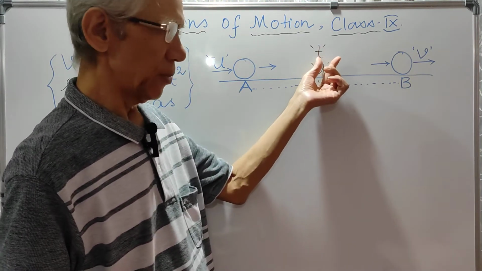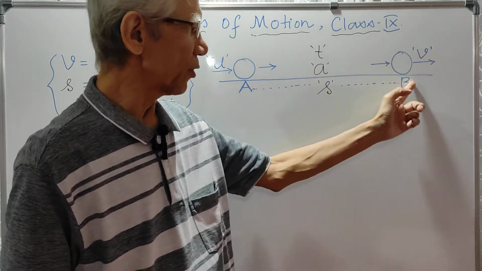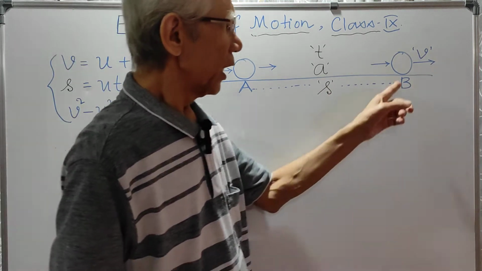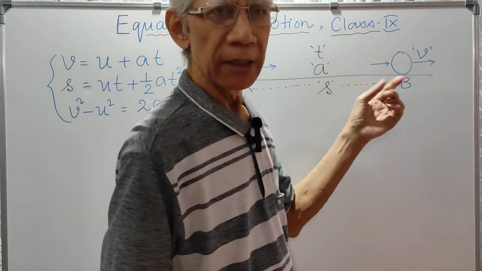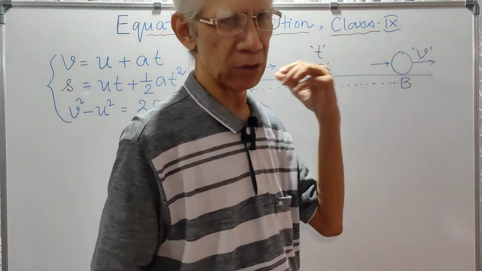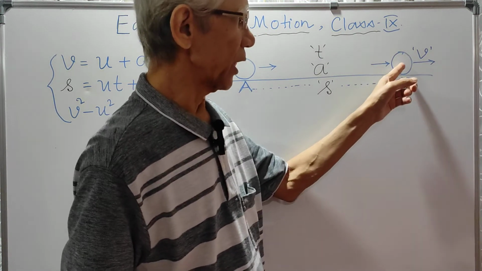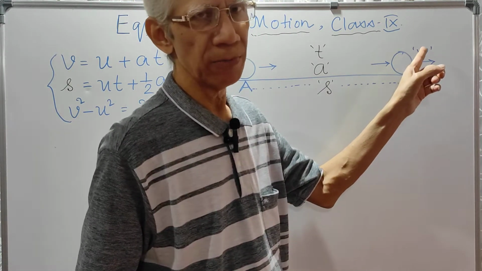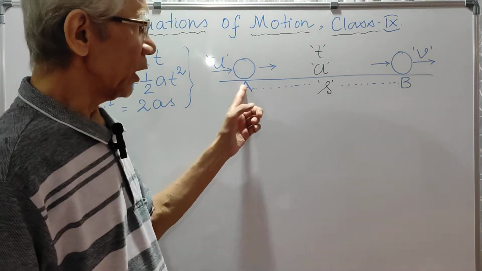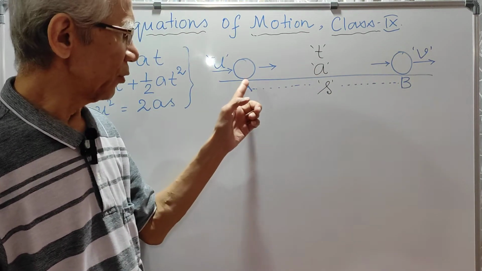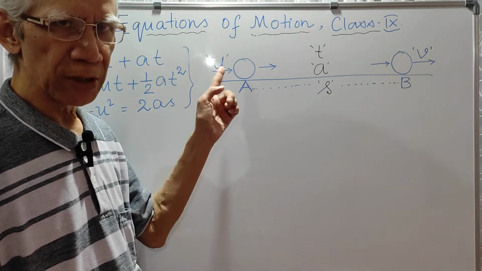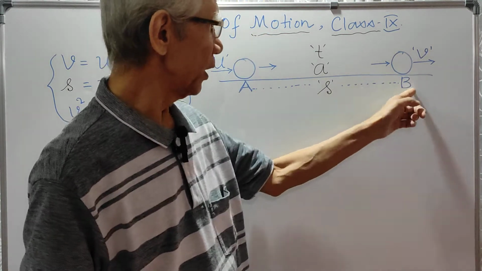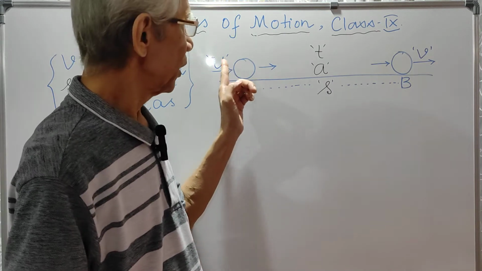Now during this time t, the body has traveled from a to b, a distance s. I followed? Now at the point b, the external force acting has withdrawn. So no more force is acting. Therefore after b, the body will move with uniform velocity v. So between a and b only there is acceleration. Before a, the uniform velocity was u, and after b, uniform velocity v. And between a and b, the velocity has changed from u to v.